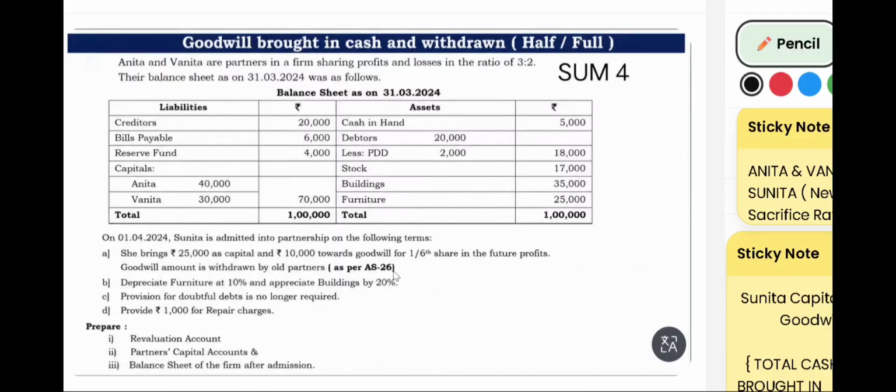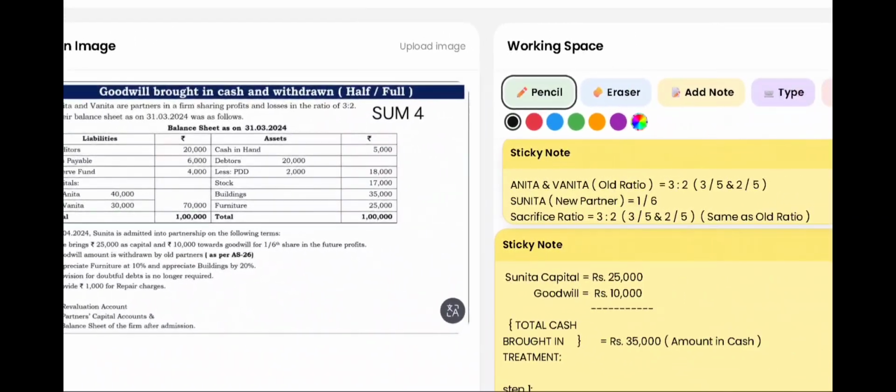Now moving on to the second adjustment, it says depreciate furniture at 10% and appreciate buildings by 20%. The third adjustment is provision for doubtful debts is no longer required. So we'll see how to treat this. Now next adjustment is provide rupees 1,000 for repair charges. With this information, we have to prepare revaluation account, partners' capital account, and the balance sheet of the new firm after admission. So first let's see what is given here and how to treat the adjustments.